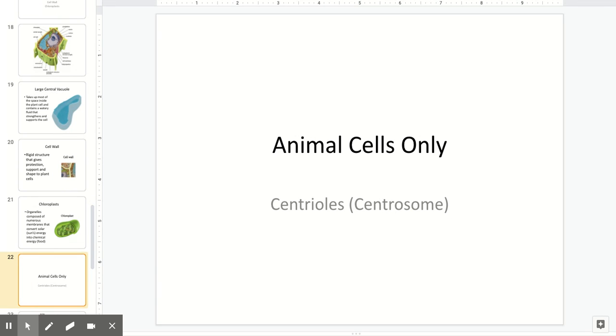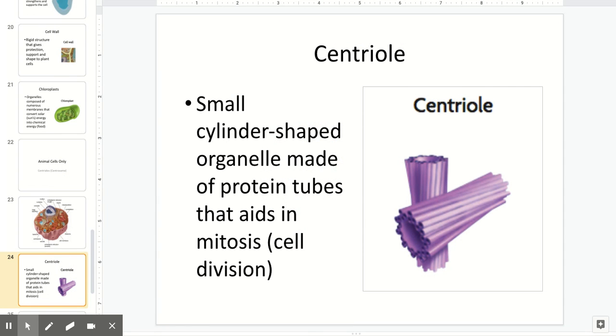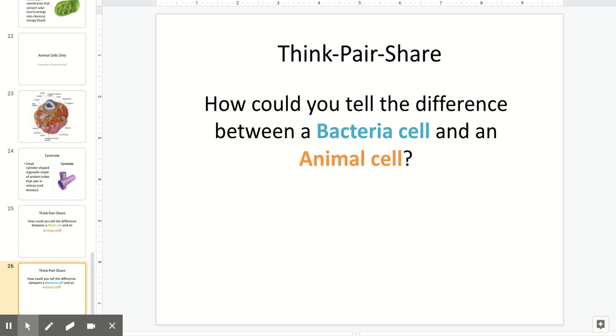In terms of animal cells, they have what's called a centriole. And that centriole is shown right here in the centrosome. It's an area or a region. And the centriole often looks like Twizzlers almost, and it aids in mitosis and nuclear division. So in summary, you want to think about how is a plant cell different from an animal cell? How could you tell the difference? So you should be able to answer that question, as well as how could you tell the difference between a bacteria cell and an animal cell?